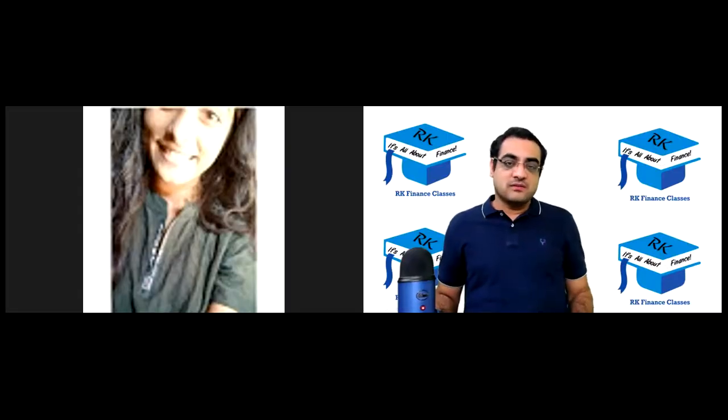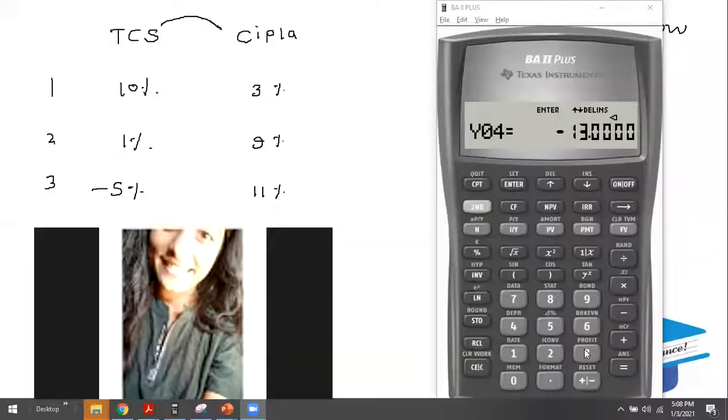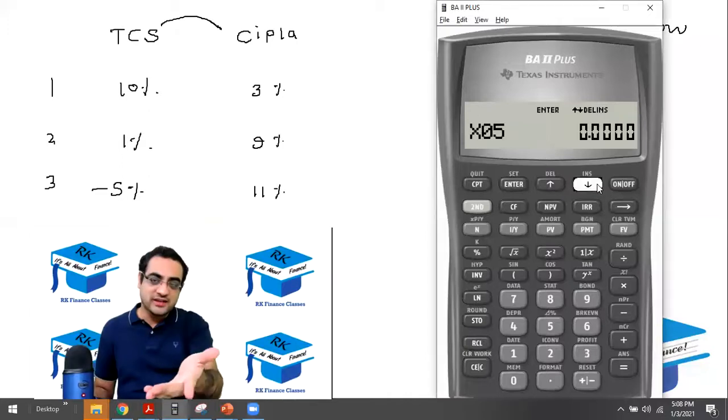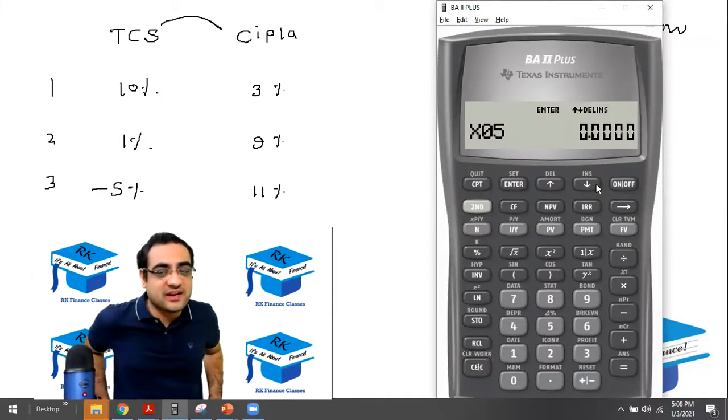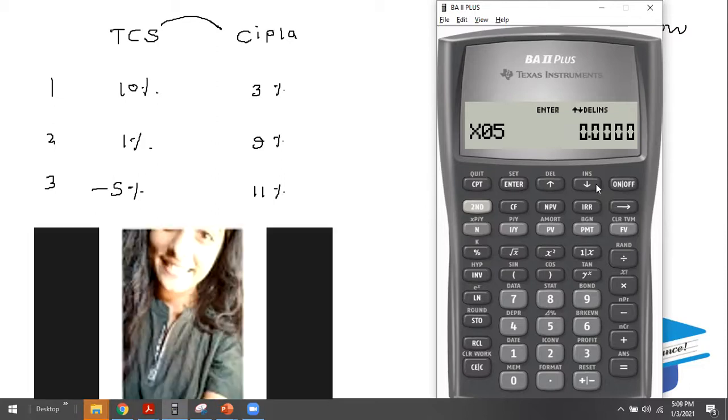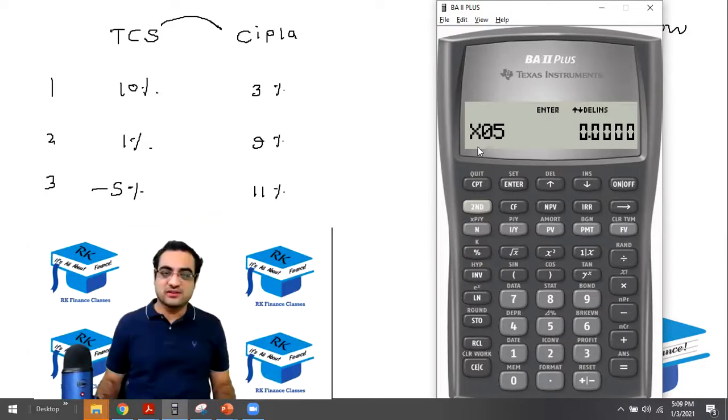Sir, by mistake I pressed the downward key. So can you please press the downward key? Yeah, it doesn't matter. You didn't press any number over here, right? No, I didn't press any number, but I pressed the downward key. That's okay. Now press second and 8.